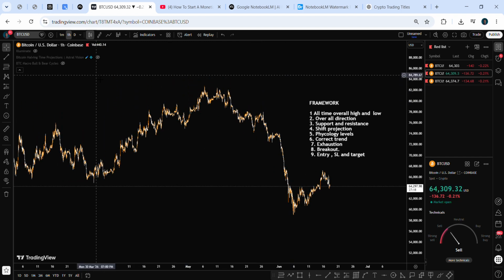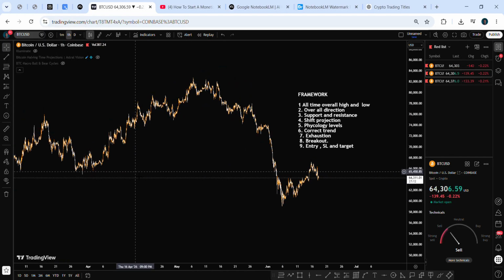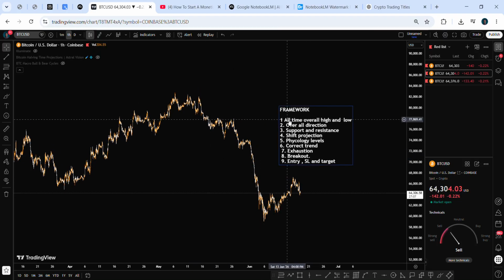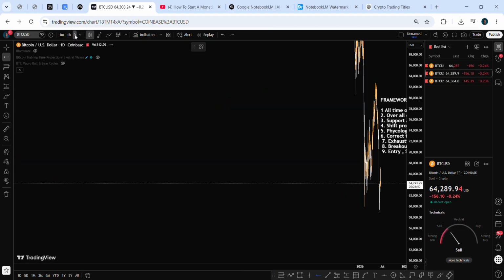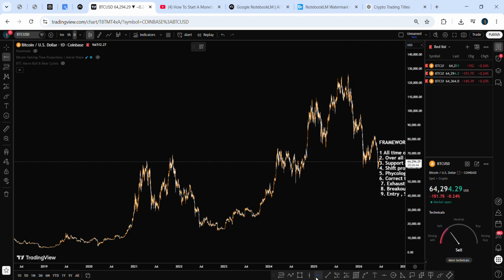So number one, this is a clean chart. The first thing that I do is look at the all-time overall high and low. All-time is the highest points where the market has been to. So I want to click on the daily time frame now so that I can see it very well. So guys, all I do here is analyze my process. I don't do any other thing.